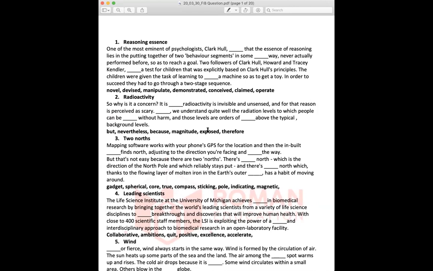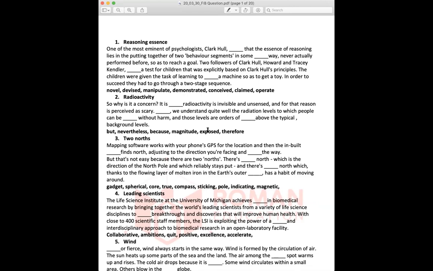Now again, as I told you, there are 20 different tips and tricks that you can refer to while answering these kind of questions. Make sure that you remember these tricks for your exam before you go to the exam, because this is another trick that I have shared on that paper. And those levels are orders of above the typical background level. So which one would you pick here?